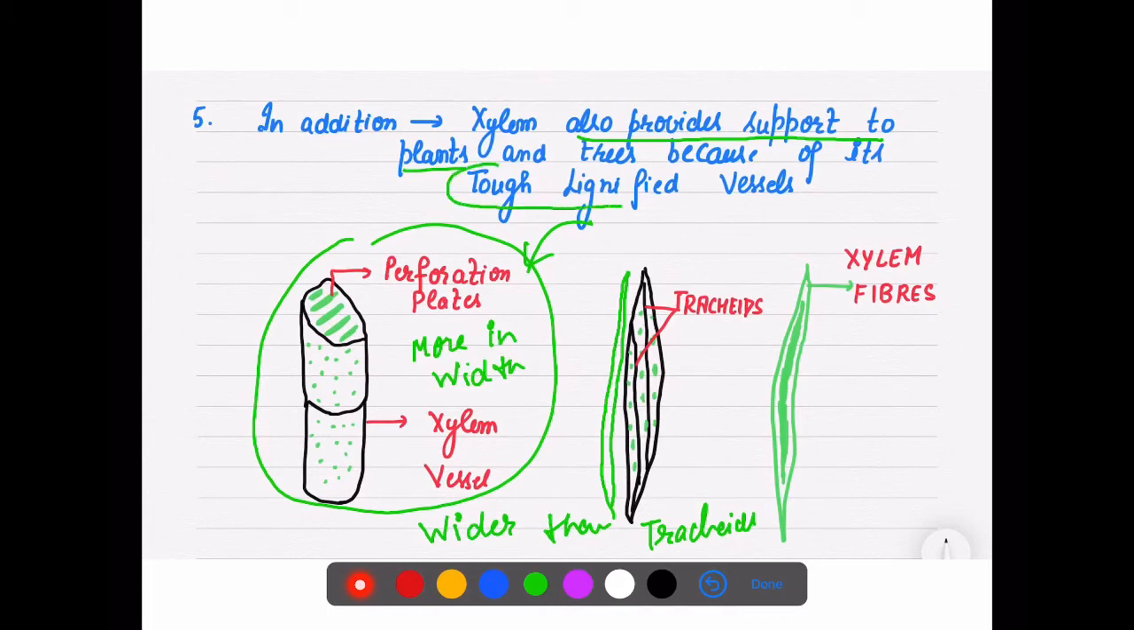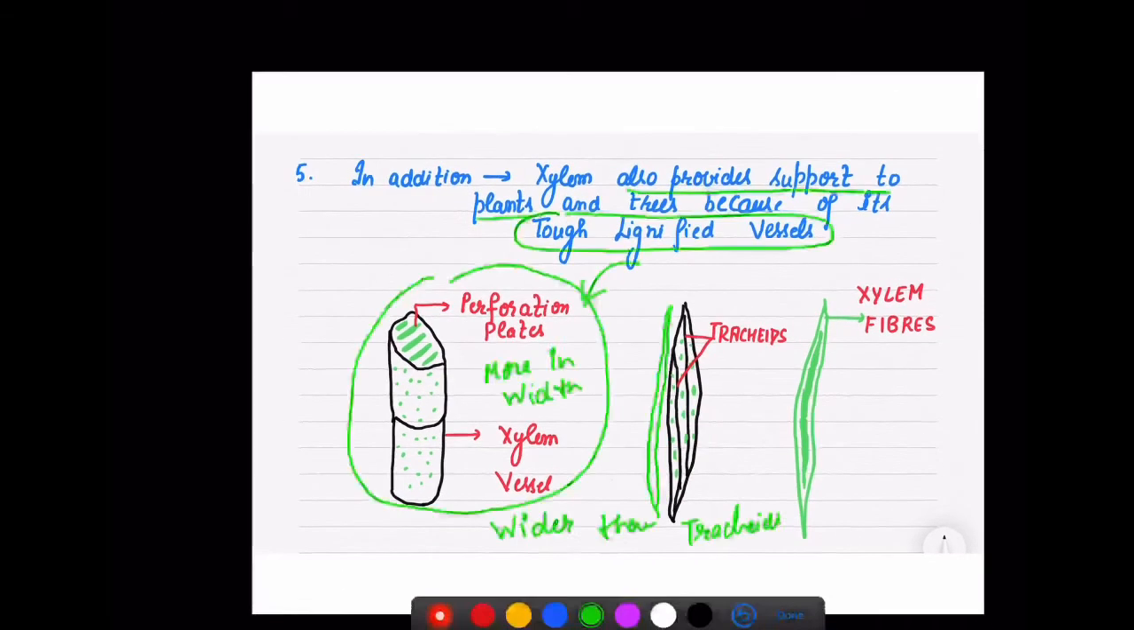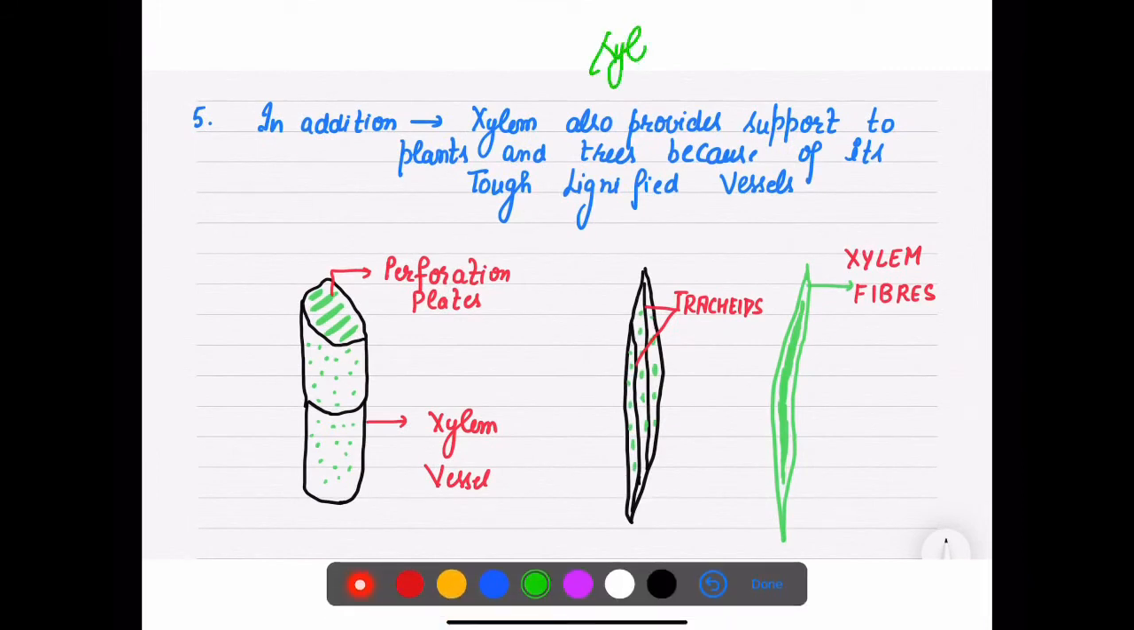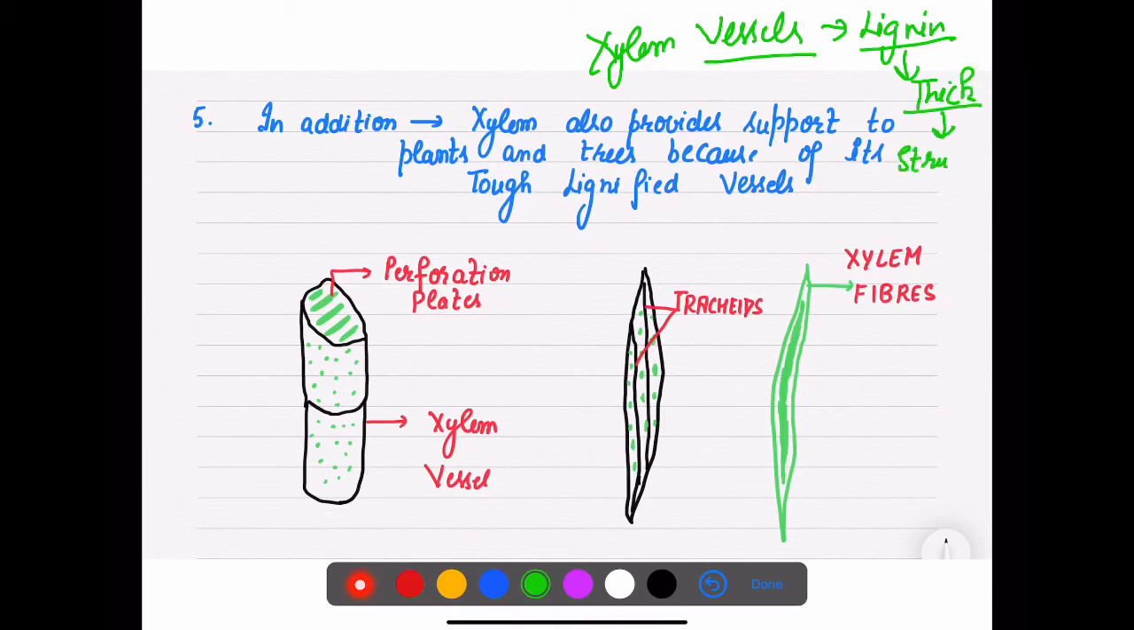Because it has tough lignified material in its wall. So the xylem vessel is made up of a material called lignin. And because of lignin, the xylem vessels are very thick, so it provides structural support. You can say that it provides mechanical strength to the plant. So xylem performs two main functions. It helps in conduction of water and minerals, plus it provides support to the plant.